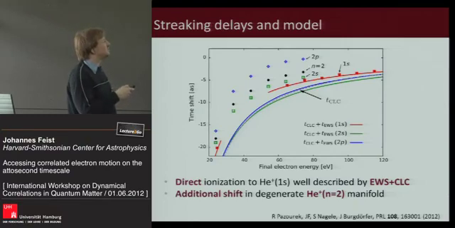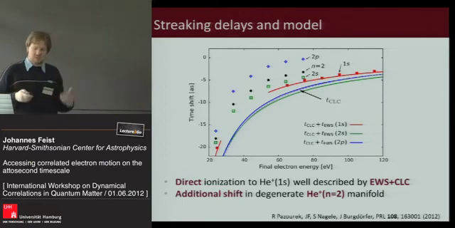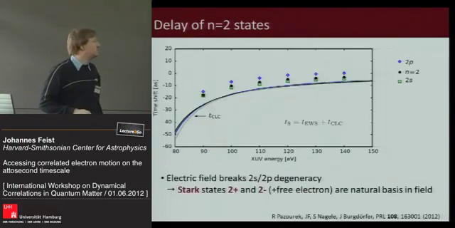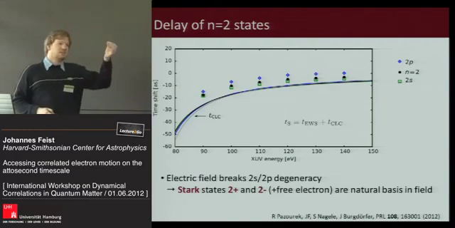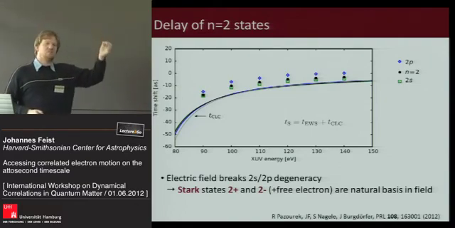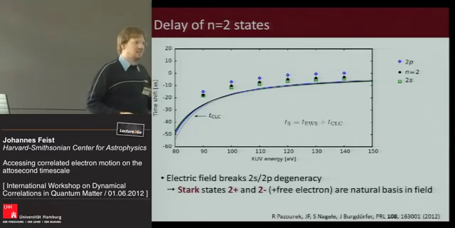But for the excited states, for 2p and 2s, and also for the average of n equal 2, we find that this does not agree at all with the model that we have. So there's some additional shift in there, which might be because of electron correlation. And if we look into this in more detail, we realize, of course, the helium plus ion 2p and 2s are degenerate, and this degeneracy is broken inside an electric field.